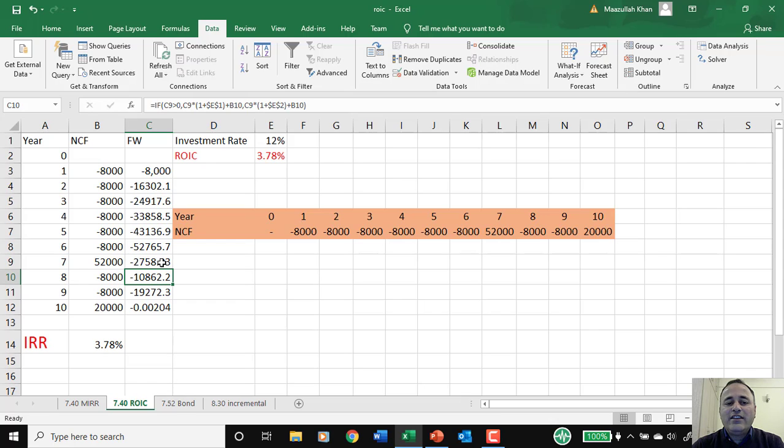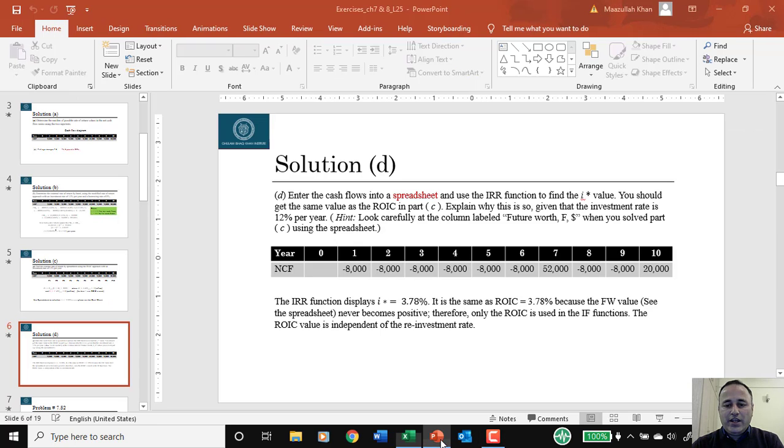Suppose if there is one positive number, then of course my ROIC would have been different than IRR. So that's the logic behind it. Since all the future worth of the cash flows is negative, my computer is using ROIC all the time. Because remember, for positive, we are using investment rate. For negatives, we are using ROIC. So that's why my IRR and my ROIC are exactly the same. All right, let's move forward.